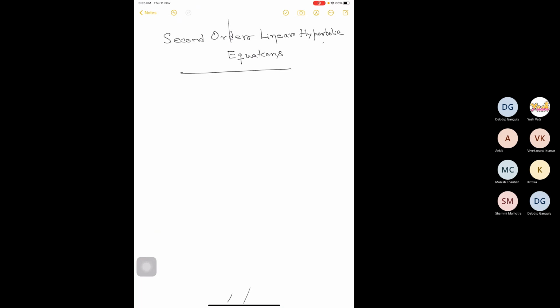Can you see the white page? Can all of you see the white page? Yes or no? Yes, sir. Okay, you can see.